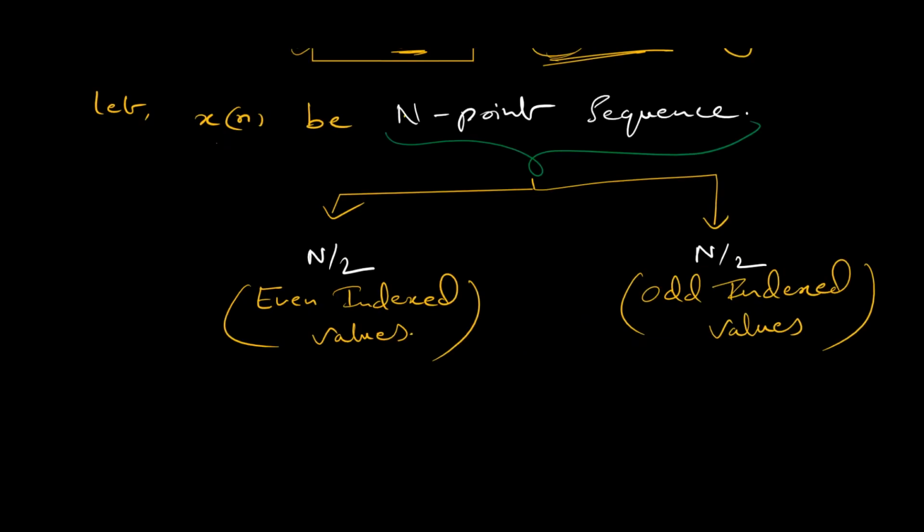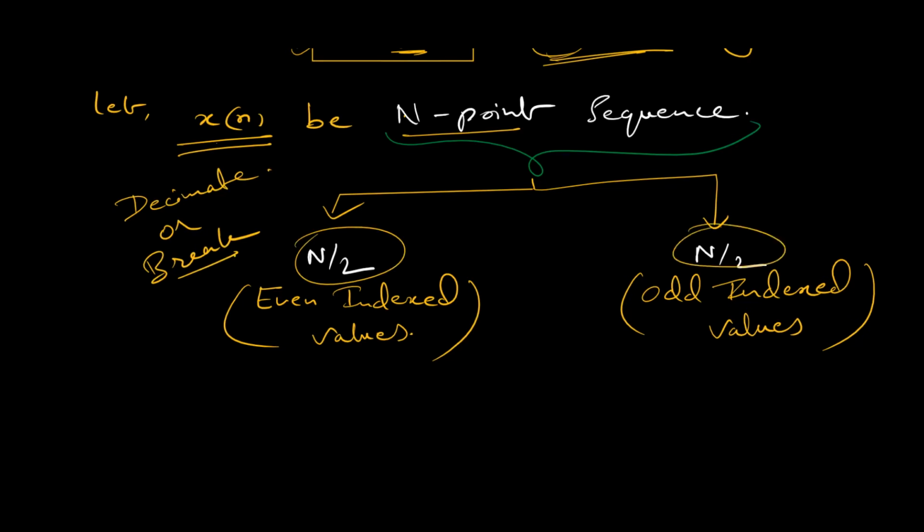All right, now for understanding of DIT, let us consider a sequence x(n) that is an n-point sequence. Here we decimate or break this sequence in two equal parts, right? So n divided by 2, this will be one part and this will be another part. Let's say this is even indexed values and this is odd indexed values.